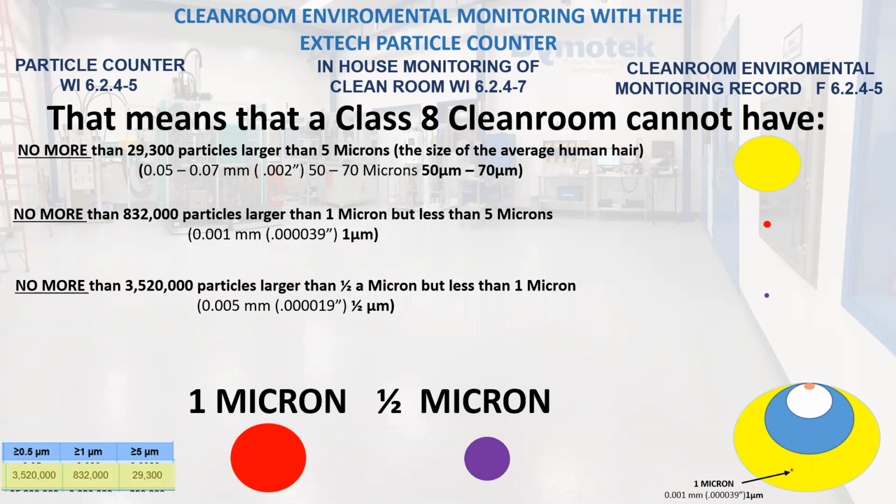That means that a Class A clean room cannot have more than 29,300 particles larger than 5 microns, or the size of an average human hair. No more than 832,000 particles larger than 1 micron, but less than 5 microns. No more than 3,520,000 particles larger than a half a micron, but less than 1 micron.